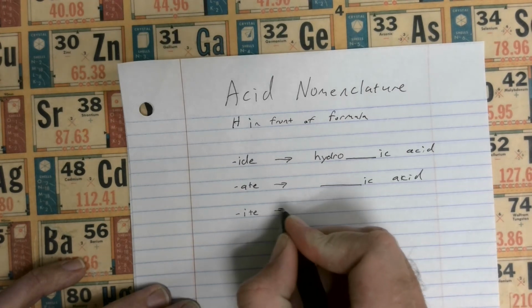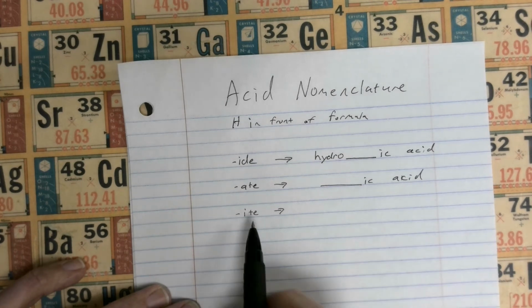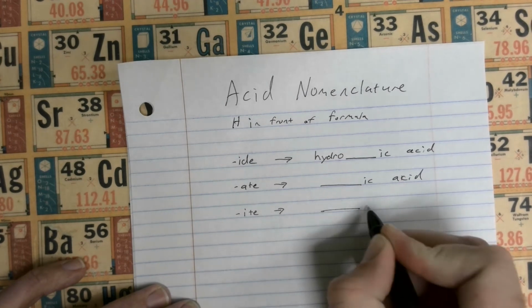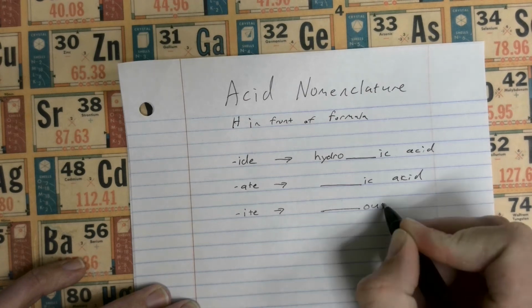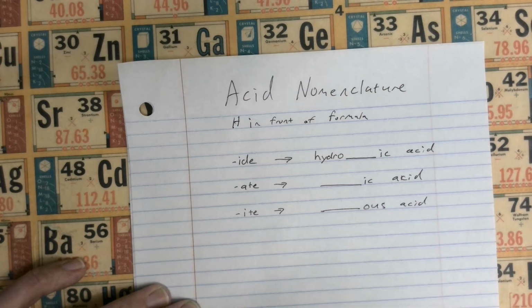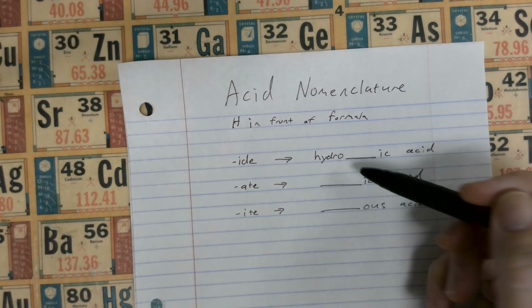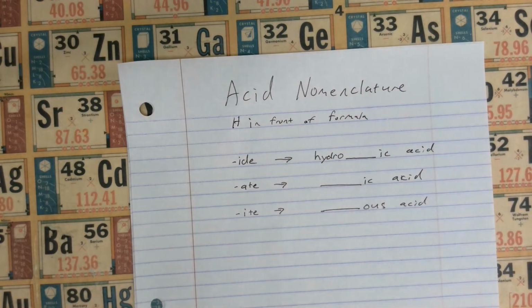If the anion ends in "ite," then it would be blank ous acid, O-U-S. For instance, phosphite becomes phosphorous acid, sulfite becomes sulfurous acid, and nitrite is nitrous acid. Again, these blanks would be the root of the element or the polyatomic ion. So let's do an example of naming and then also writing the formula for these.